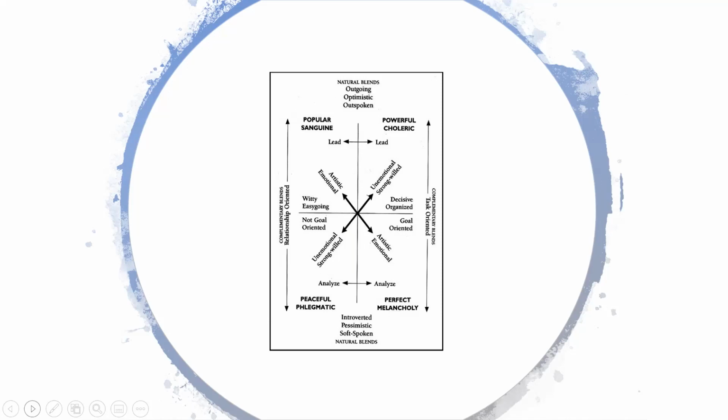Our other complementary blend that we have is our SI or IS, and that's because they complement and balance out in the fact that our I is outgoing, optimistic, and outspoken, and our S is introverted, pessimistic, and soft-spoken. Our I is going to be outwardly, demonstratively, in an outgoing way, artistic and emotional, witty and easygoing, and okay with leading some of the time. But our S is not going to be too goal-oriented, unemotional and strong-willed, inwardly, and going to analyze some of the time.